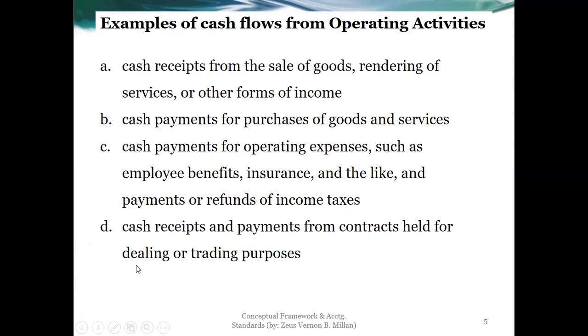Then we have, for example, contracts held for dealing or trading purposes. If we say trading, it means buying and selling. That's why we have here the receipts and payments: receipts for the selling and payments for the buying, respectively.